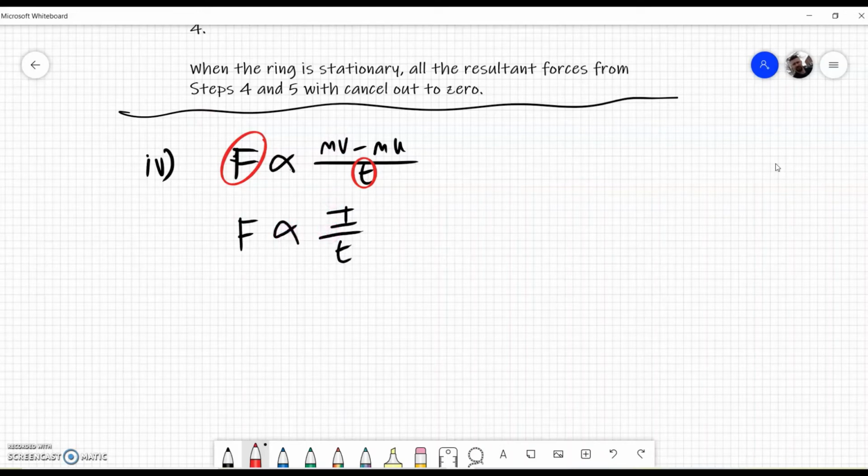So what this means is that if you have the force acting over a long time, the force itself is going to actually be lower than if you use a shorter time. So to explain that in words a little bit better, I just need to move this.